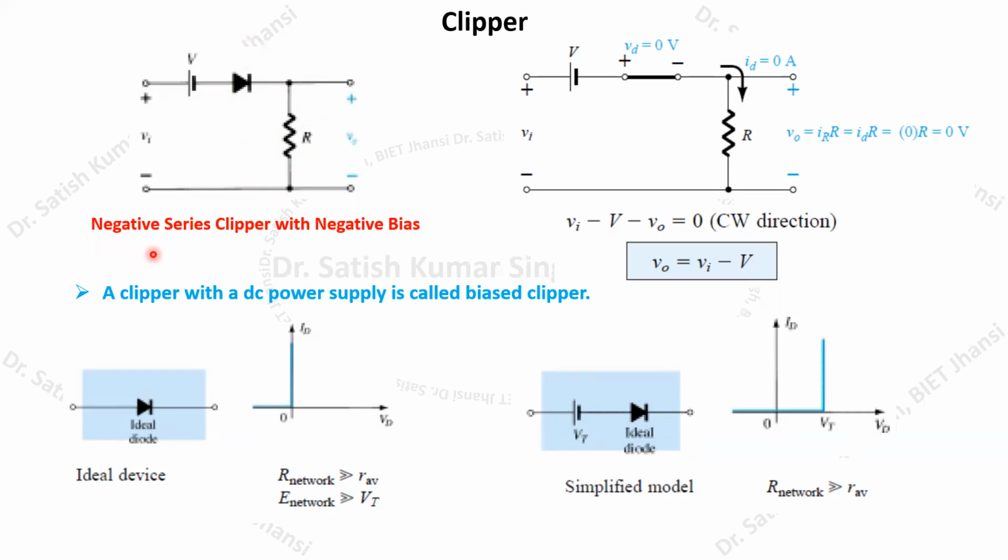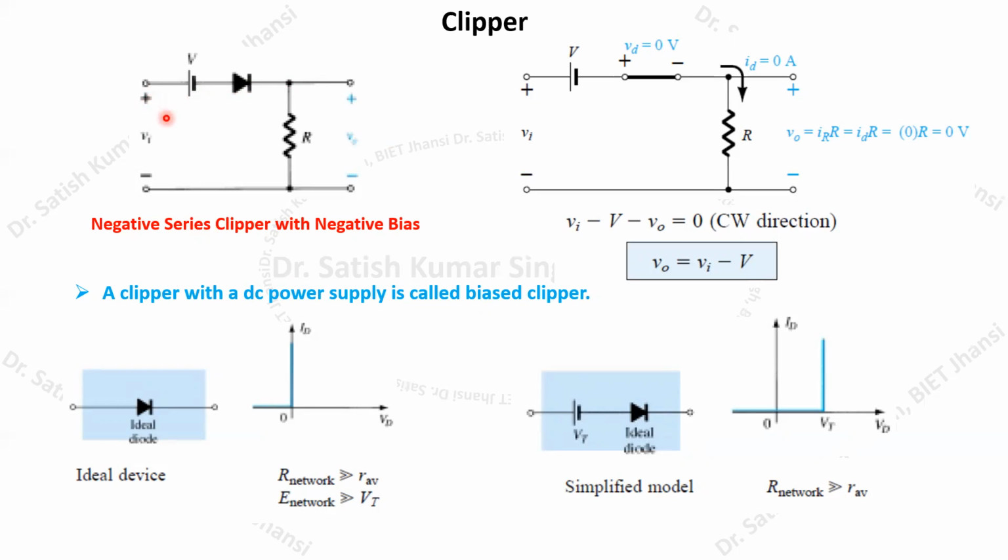So the name derived for this particular clipper is negative series clipper with negative bias. So why is it negative bias? Because this DC supply is making this diode reverse bias, and that's why its name is given as negative bias. If you change the polarity of this DC power supply, or if you change the direction of this diode, it will become positive bias, because then the cathode will be connected to the negative terminal of the battery, and the anode will be connected to the positive terminal of the battery.